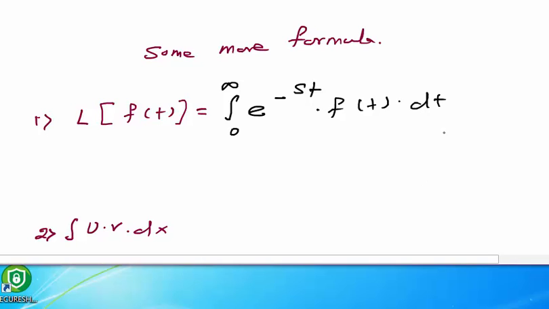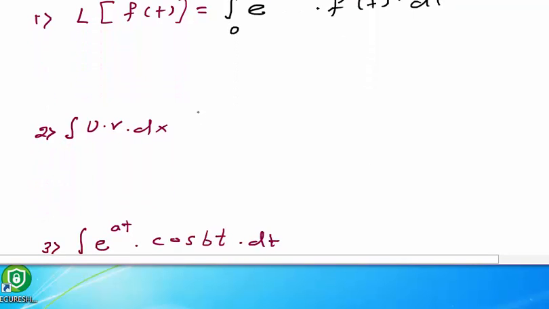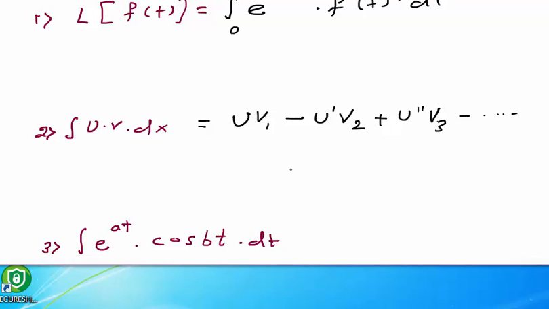Now, integration of u into v. We have already learned that we can write this as u into v1 minus u dash into v2 plus u double dash into v3 minus, and so on. Here the choice of u and v is based on the LIATE principle, and as we are solving problems based on Laplace, most of the time one of our functions is going to be an exponential function. So that exponential function we always treat as v.